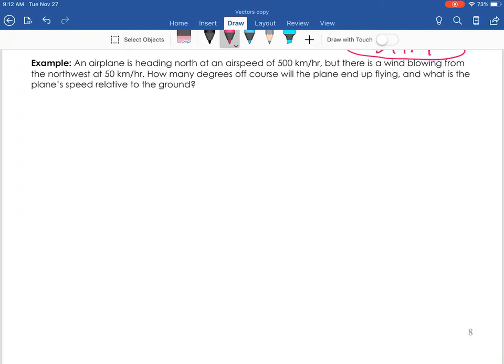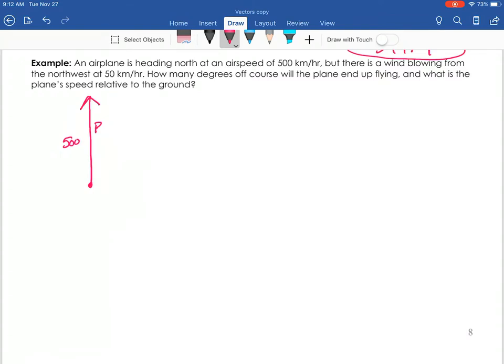Okay, last problem. This again is something similar to what I would ask on a test. And I'm only going to put like one of these on there because we only have a limited amount of time. It says an airplane is heading north at an airspeed of 500 kilometers per hour. So directly north would be this. This is my plane. We'll call that vector P because that's my plane. The magnitude is 500. It's going 500 directly north.